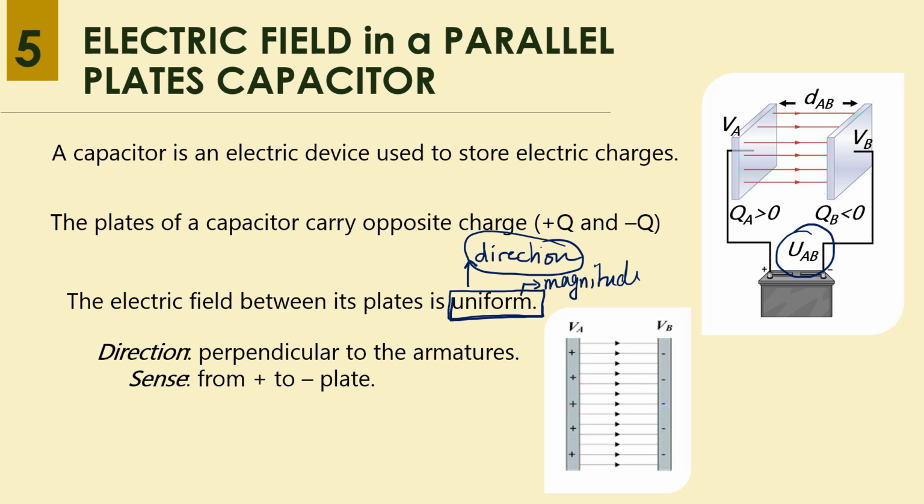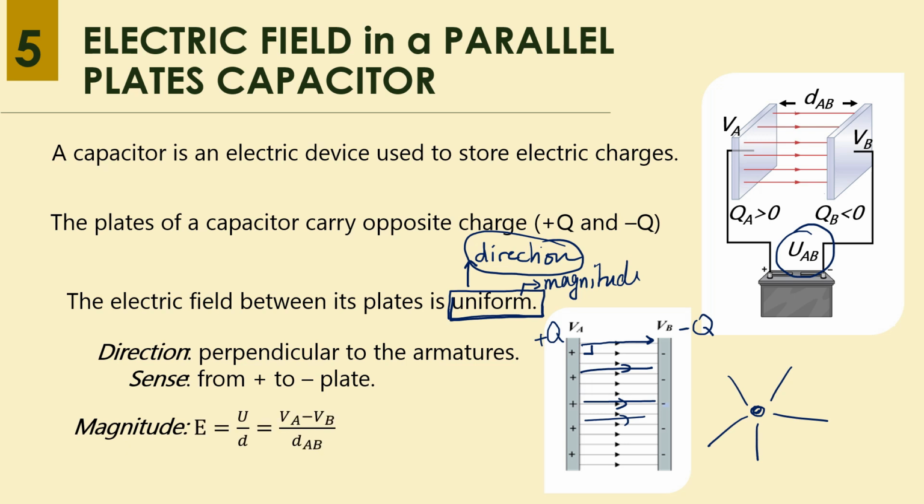Looking at a side view or frontal view of the capacitor, you see the positive plate here, plus Q, and the negative plate here, minus Q. Electric field lines are pointed from positive towards negative, perpendicular to the plates, and all lines are parallel to each other. Unlike with a point charge where electric field lines intersect, in the case of a parallel plate capacitor, the field lines are parallel to each other.